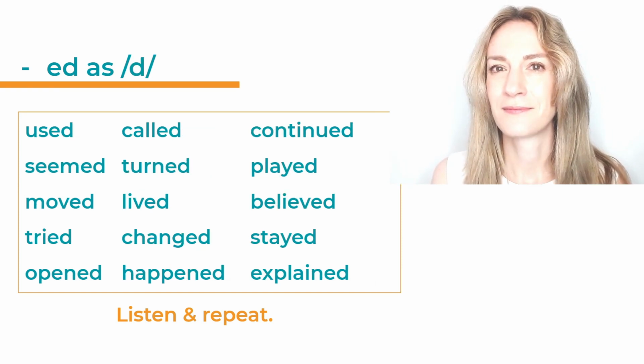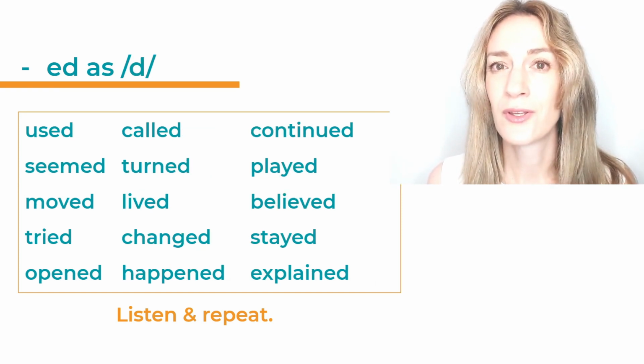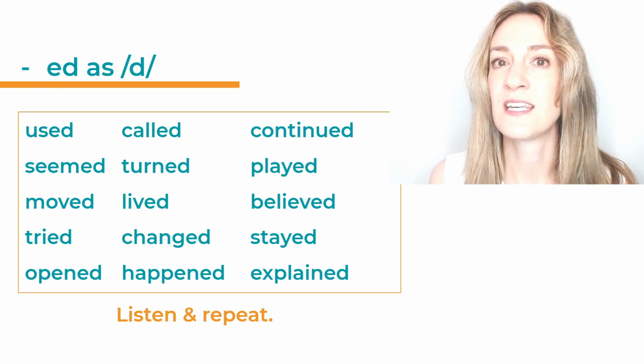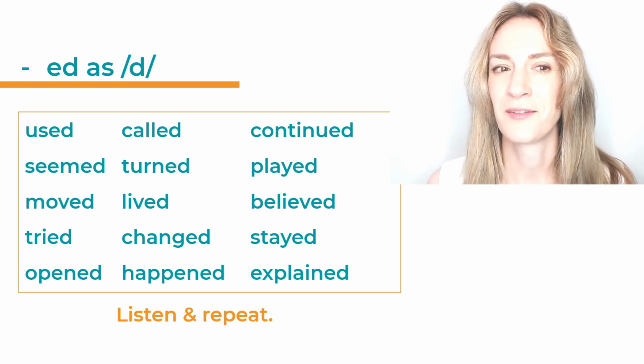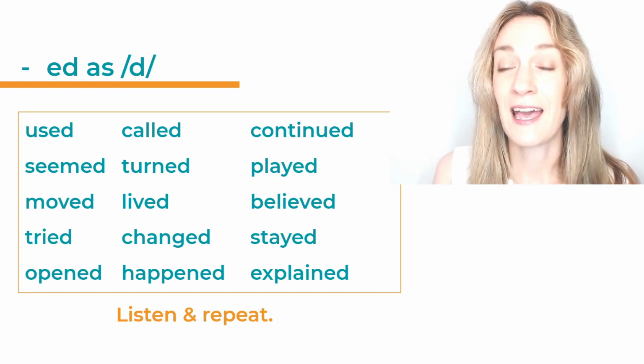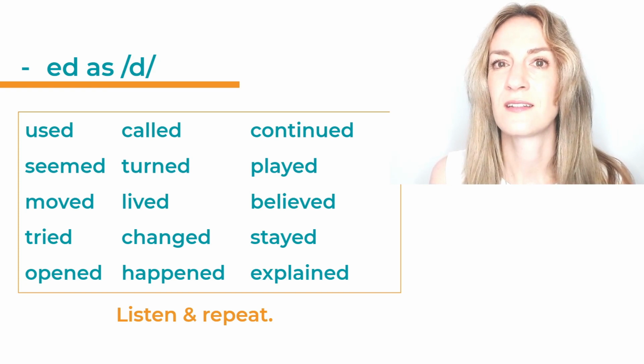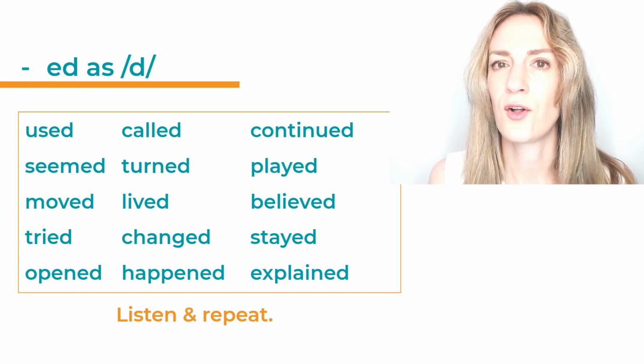Now, the next group are verbs where ed is pronounced with d, the voiced consonant d. Sounds a lot softer than t, which is a bit harder. So listen and repeat. Used, used. Called, called.